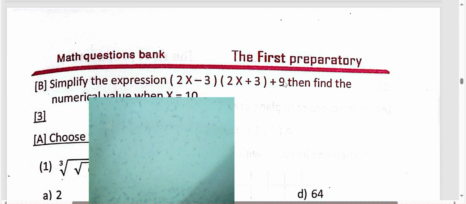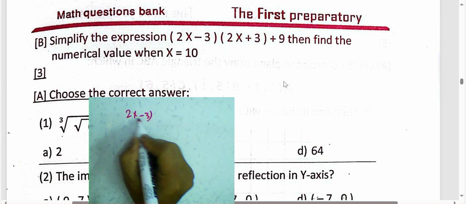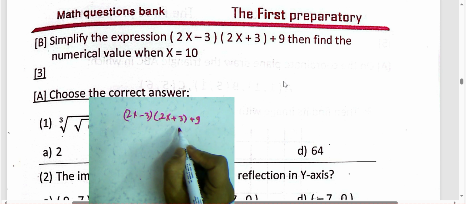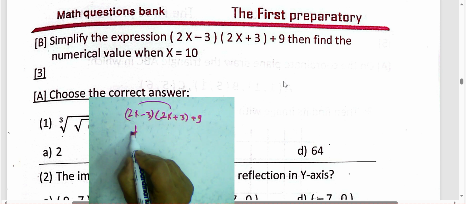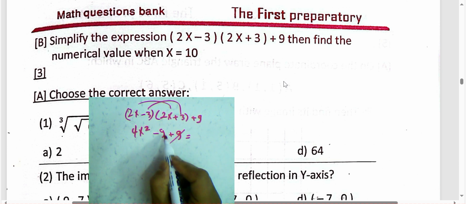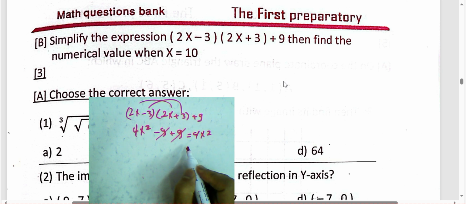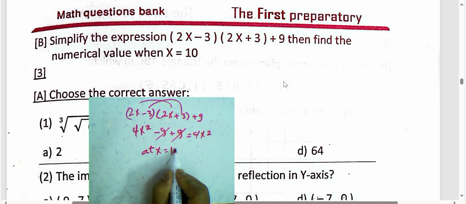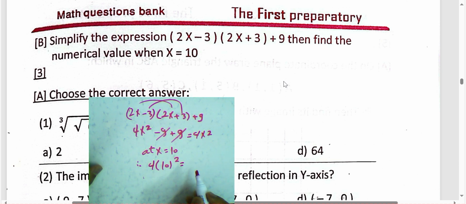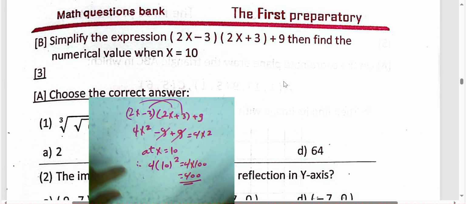Next question. Simplify the expression 2x minus 3 multiplied by 2x plus 3, plus 9. Then 2x times 2x is 4x power 2. Negative 3 times 3 equals negative 9. Plus 9. Then we can cancel the similar terms with different signs. We have 4x power 2. At x equals 10, the value will be 4 multiplied by 10 power 2. 10 power 2 is 100. Then the result will be 400.